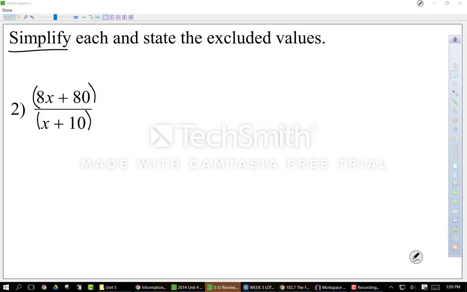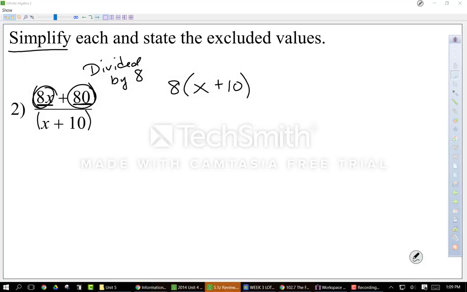So what happens is I look at the 8x and I look at the 80. They have something in common. What do they have in common? They can both be divided by 8. So if I take 8 out of the 8x, I'm left with just x. If I take 8 out of the 80, I'm left with 10.